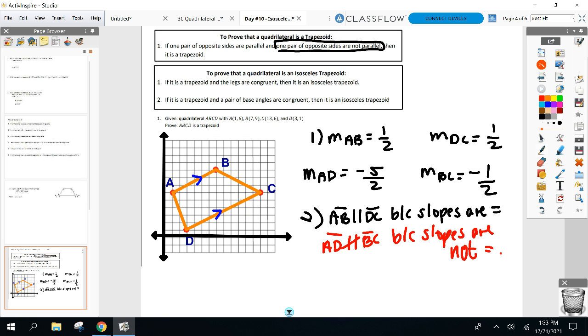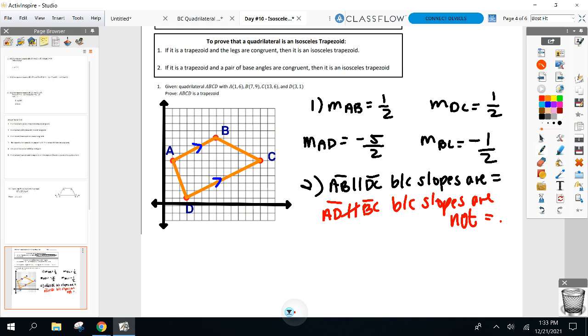All right, so guess what? We got a trapezoid on our hands now. That's good enough. One pair of opposite sides parallel, the other's not. The only thing it could be is a trapezoid. We've eliminated every other possibility of quadrilaterals. So ABCD is a trapezoid.